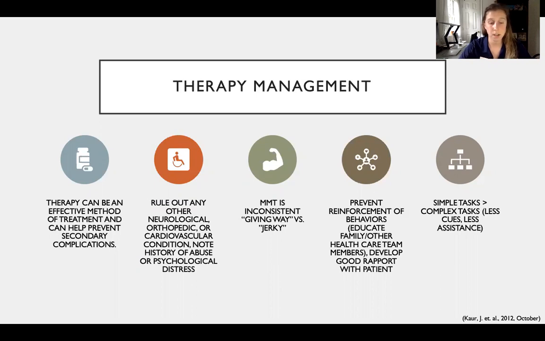As we read in the case study, during the initial eval, a thorough history was taken to rule out any other neurological, orthopedic, or cardiovascular conditions. Any stressors in her life were noted, along with psychological distress and history of abuse. Objective measures were taken to validate the patient's beliefs that she has a condition that is causing her impairments. However, after the initial evaluation, these conversion symptoms should be ignored to prevent reinforcement of the behaviors.